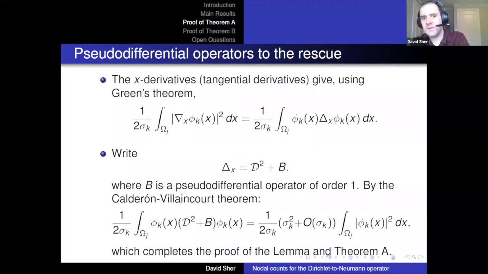Okay. Characteristic function. Is there something in the chat? Actually, there's a question in the chat. Yeah, it says, speaking of pseudos, Daniel, thank you. Would you expect theorem A to hold for any pseudo which has the same principal symbol as the Dirichlet-to-Neumann operator? Okay.